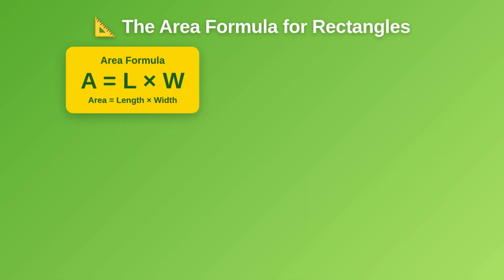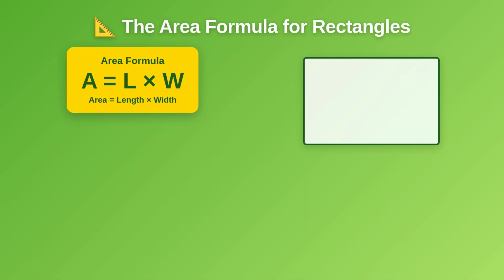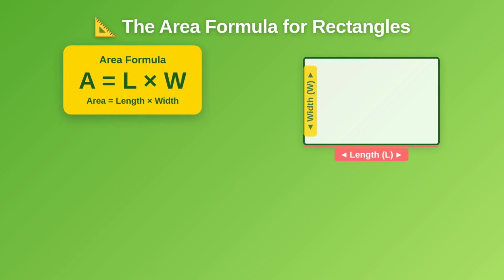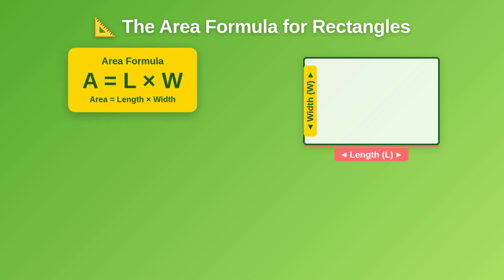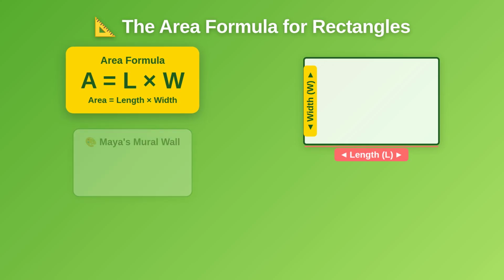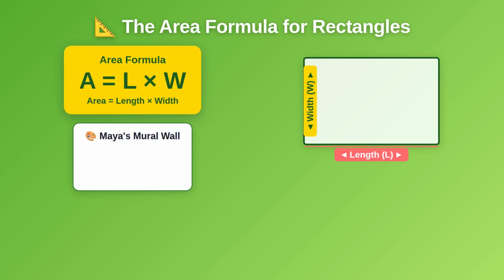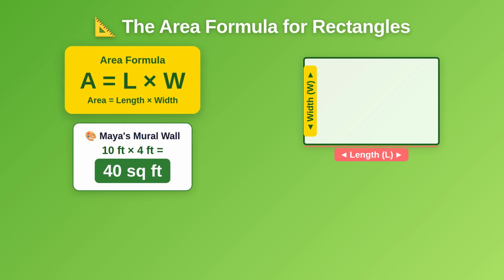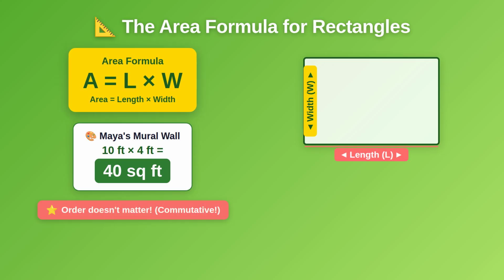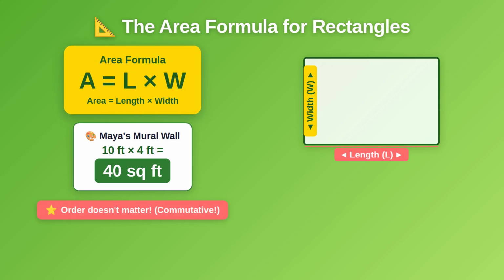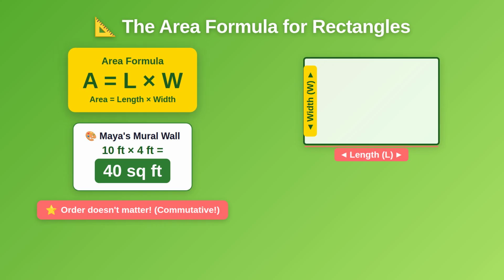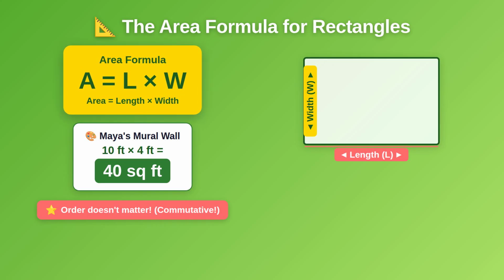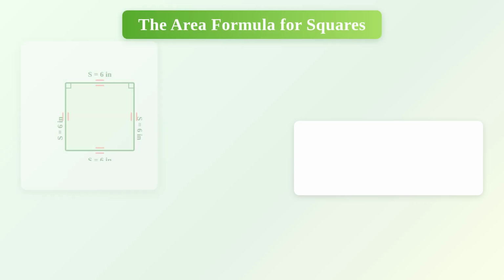Here's the magic formula, and it's super simple. Area equals length times width. We write it as A equals L times W. That's it. For Maya's mural wall, if the wall is 10 feet long and 4 feet tall, she multiplies 10 times 4 to get 40 square feet. The length is the longer side, and the width is the shorter side, though you can actually measure them in either direction and the answer stays the same. Multiplication is commutative. Fancy word, cool trick.